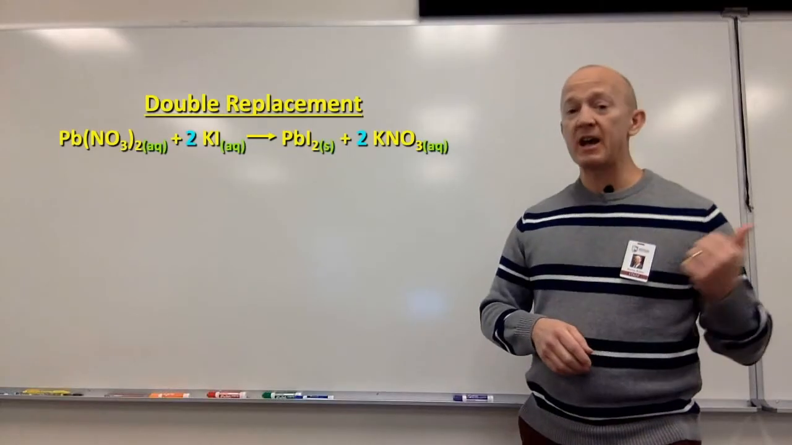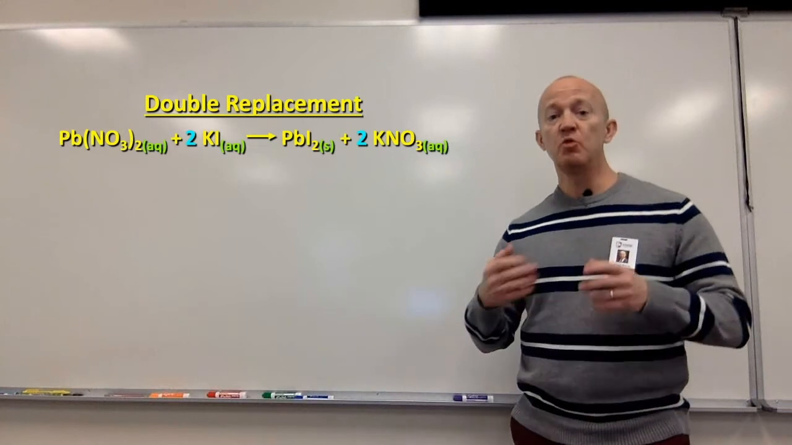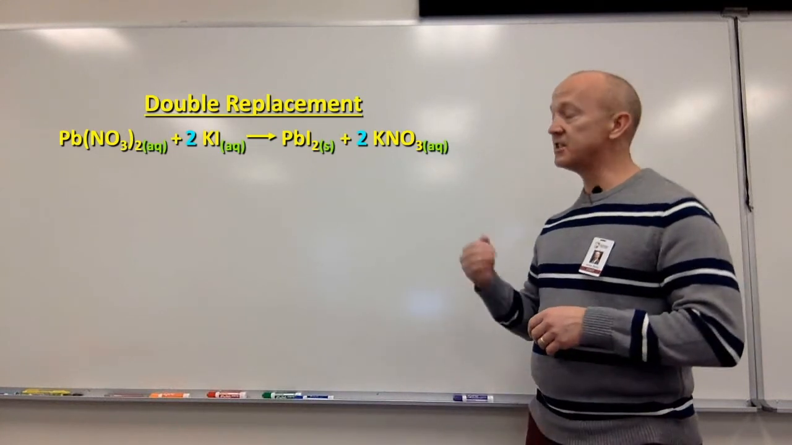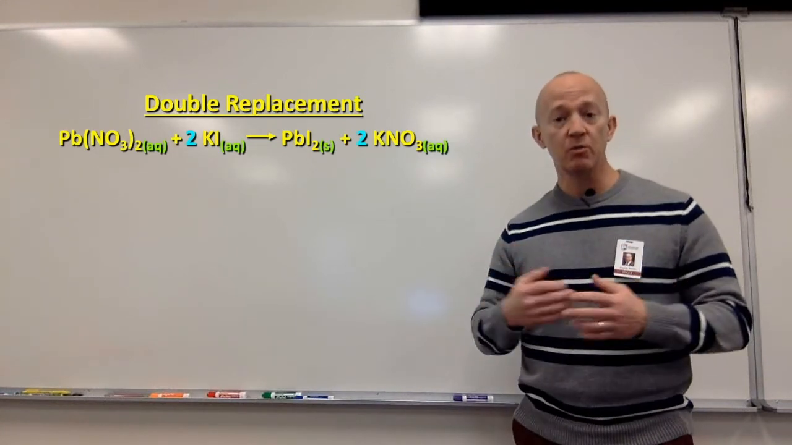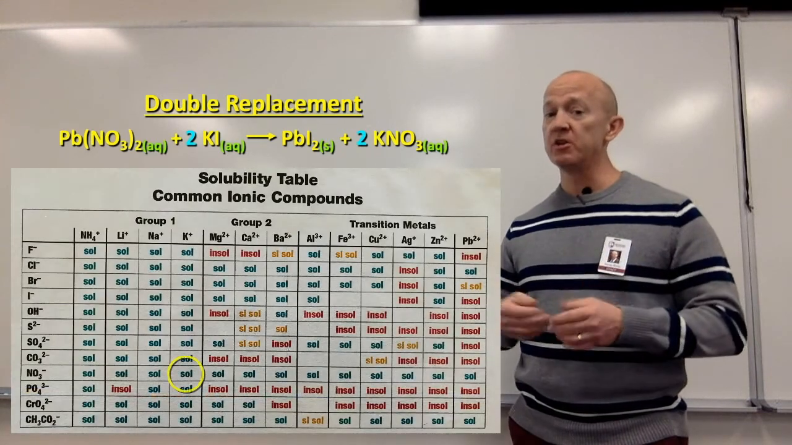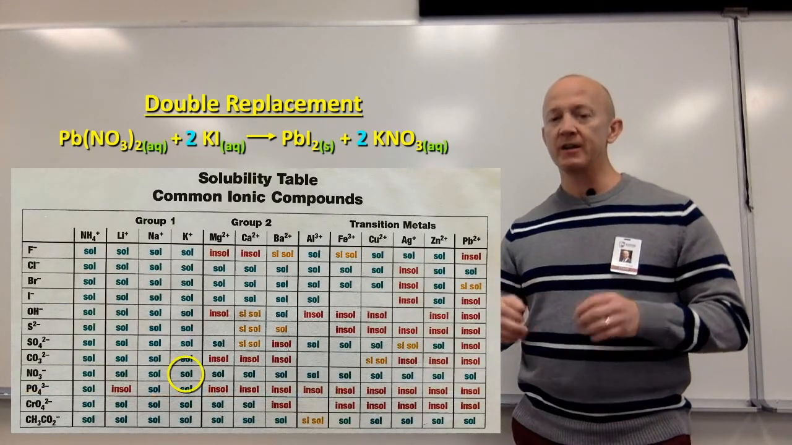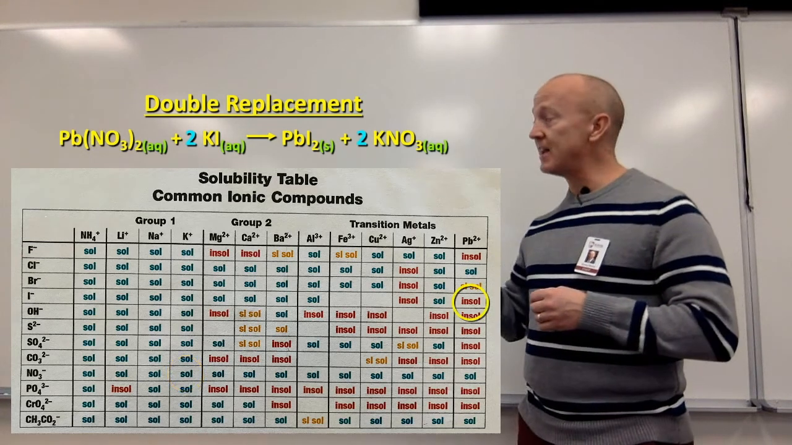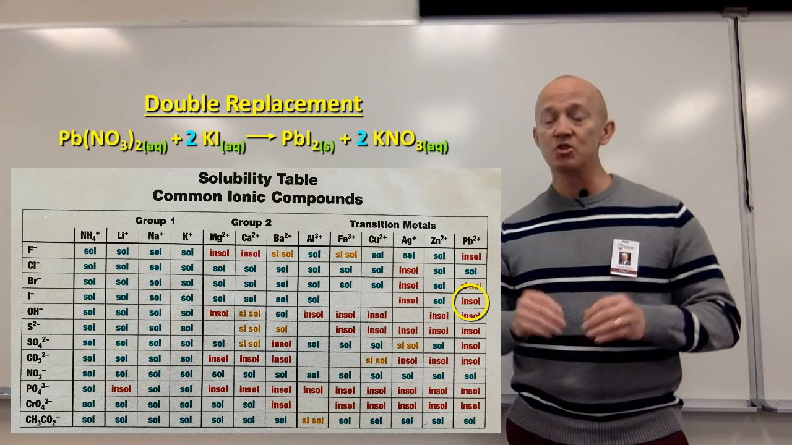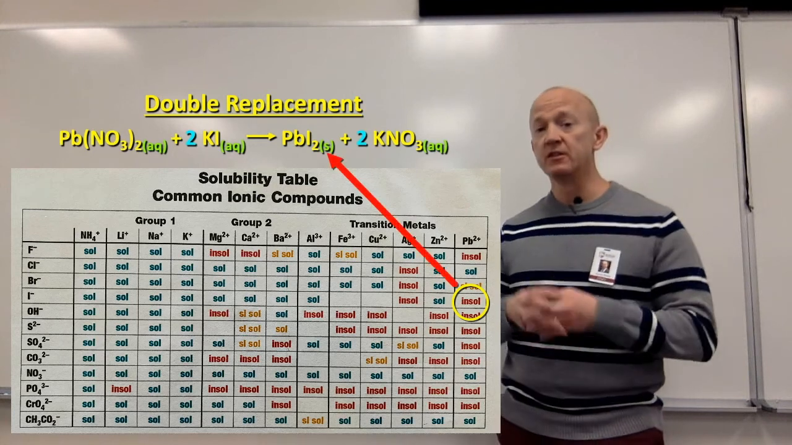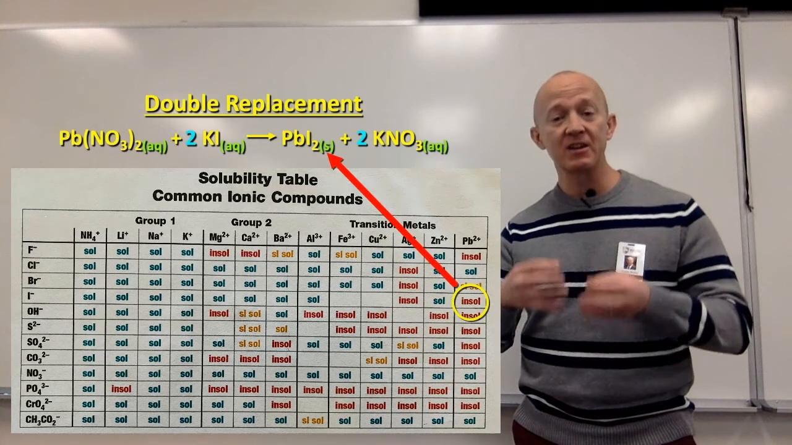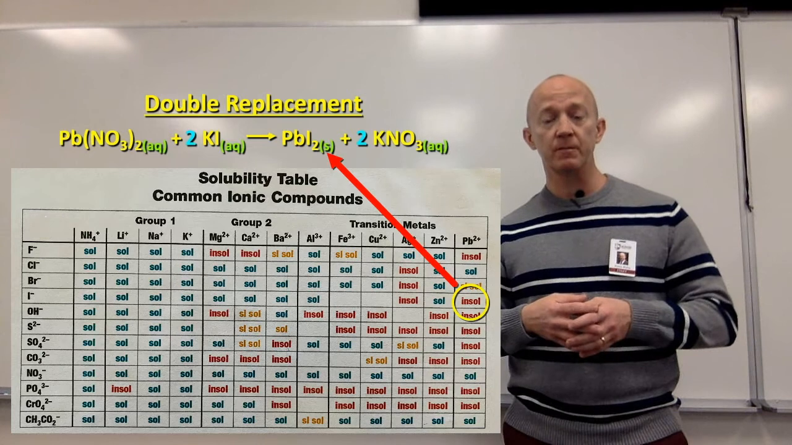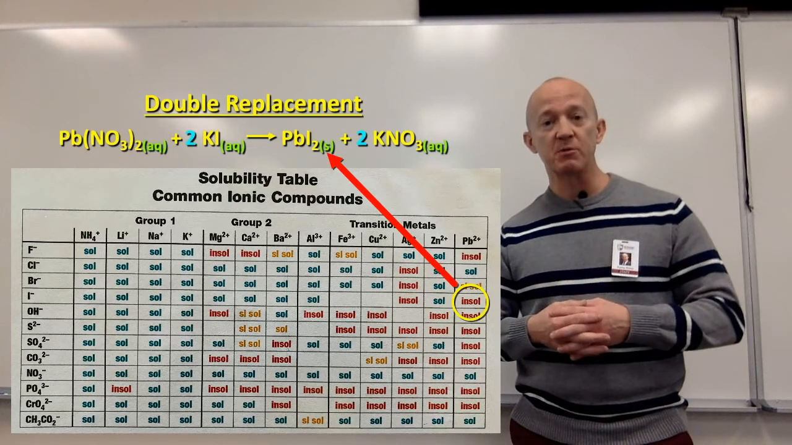In the example reaction we showed in the fume hood, our two possible products were potassium nitrate and lead 2 iodide. Well, we can see from our solubility chart that potassium nitrate is soluble in water, so that's not our product. But we can see that lead 2 iodide is insoluble in water, which means that the lead 2 iodide will stay a solid even though it's in solution. That's our proof that a double replacement reaction has occurred.